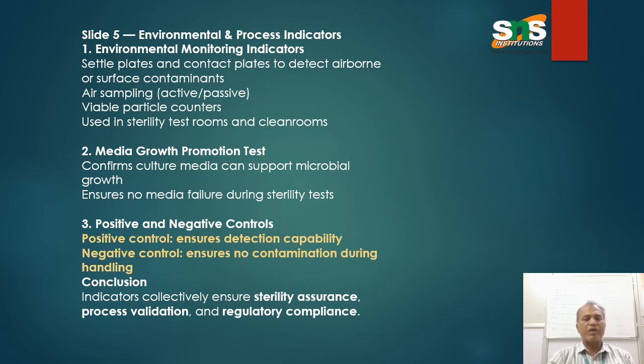Next, what are the environmental and process indicators? Environmental monitoring indicators are air sampling and viable particle counters. Among all, these are the two very important ones. Air sampling is performed in active and passive ways. We take the air sampling, thereby identifying whether the environment is free from pathogenic microbes or not. Next, viable particle counters. These are special particle counters that assess whether viable microbes are present in the environment or not.